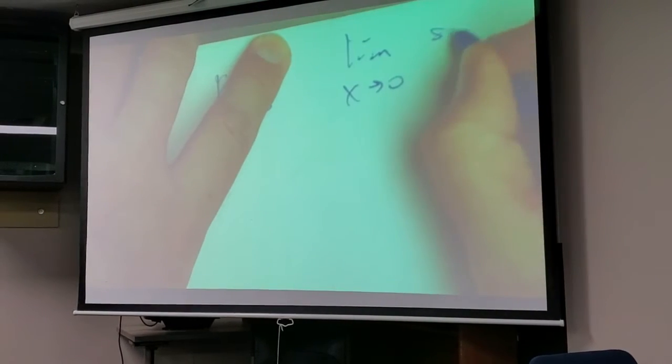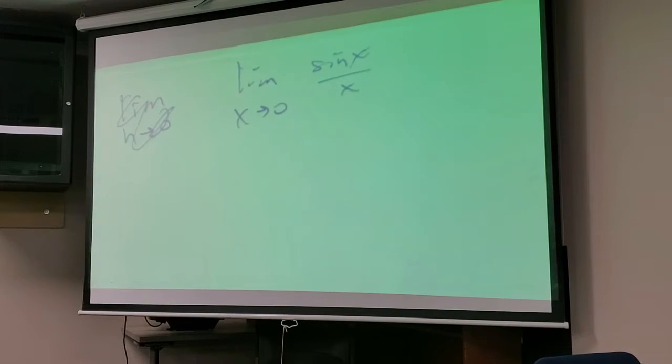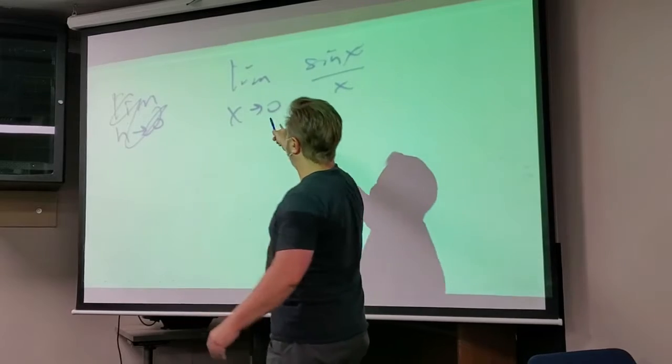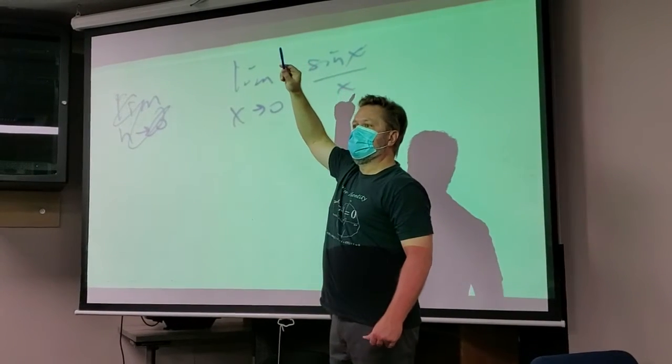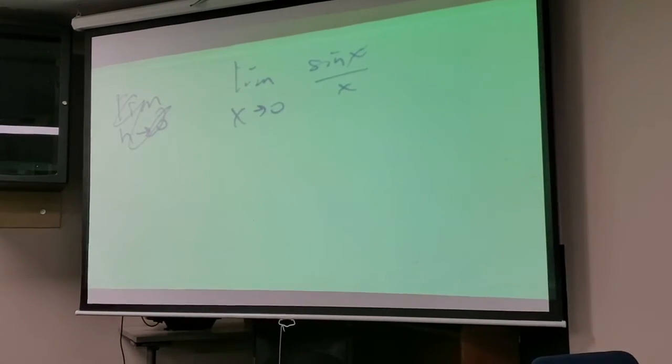Let's just do this. Limit as x goes to 0, sine x over x. What did we just say? The closer x gets to 0, the more this output becomes x. So this limit should be 1. Yes?